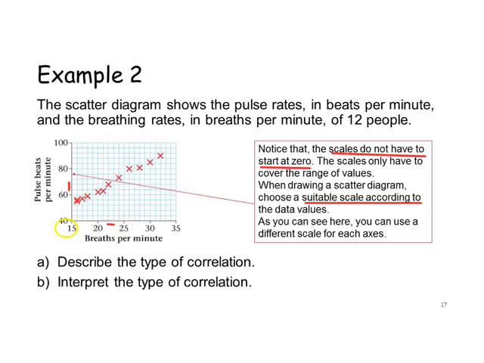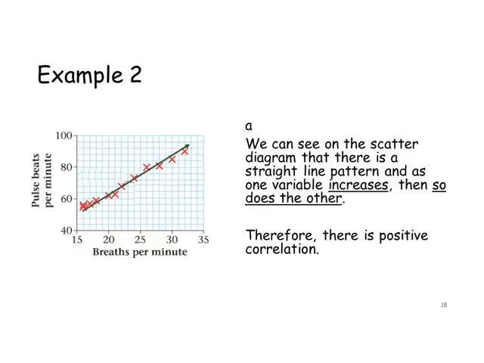So let's look at the correlation now. And we can see the pattern. We have a straight line pattern, and the arrow is going up. So what this means is that as the horizontal variable increases, then the vertical variable also increases. And this tells us that we have positive correlation.